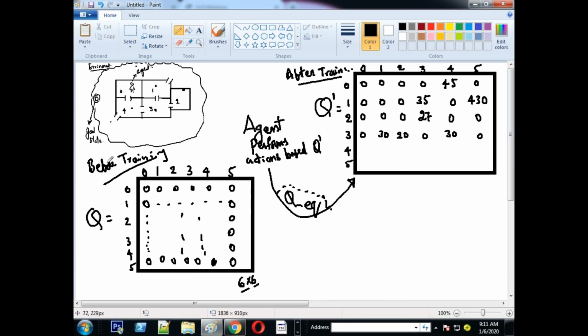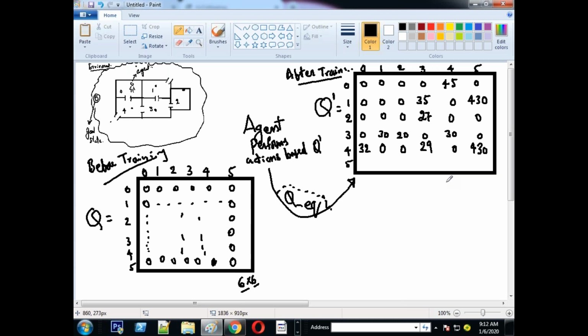Now keeping you in room number 4. 4 to 0, 32. 4 to 1, 4 to 2, 4 to 3, 29. 4 to 4, 4 to 5.